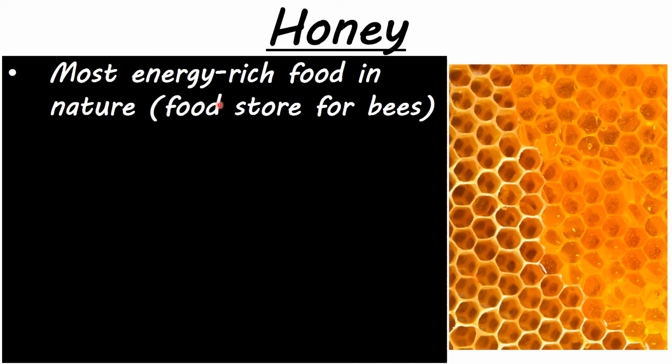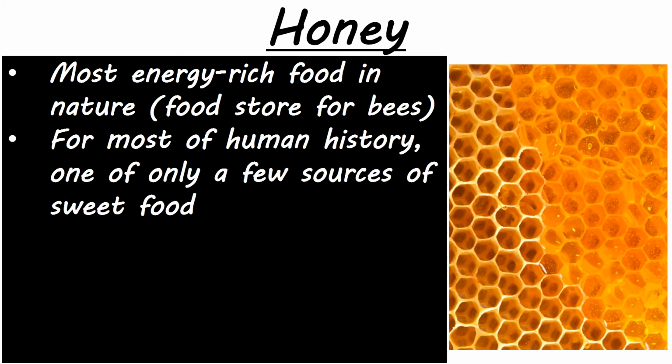I wanted to mention honey as well, and that's what bees feed on, and it is the most energy-rich food in nature. So naturally, the most energy-rich food. And if you think about what you eat which is sweet, and where it's come from, you're not going to get sugar and things like that available here, but what you can get is honey. So for most of human history, it was basically the only sweet food you could get. So the diet would have been pretty bland.